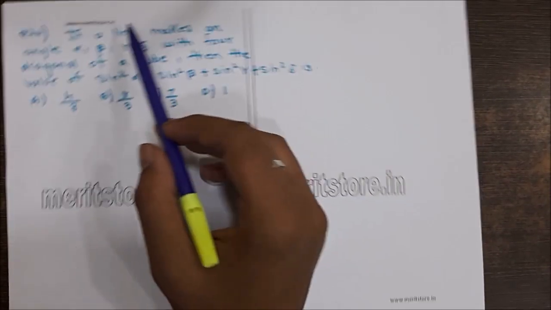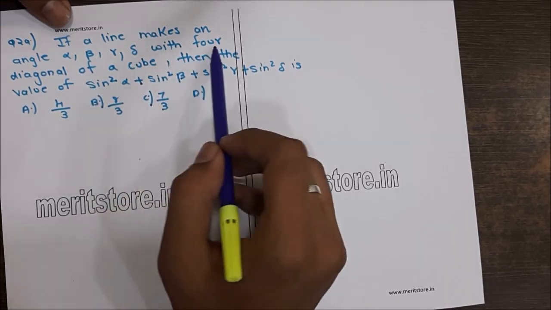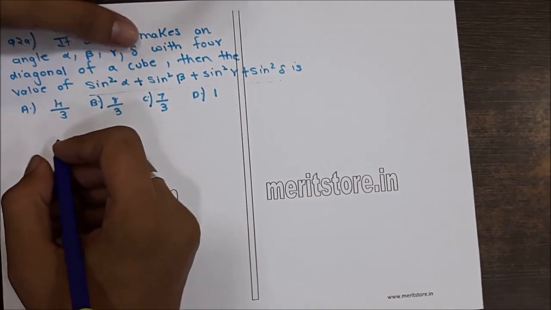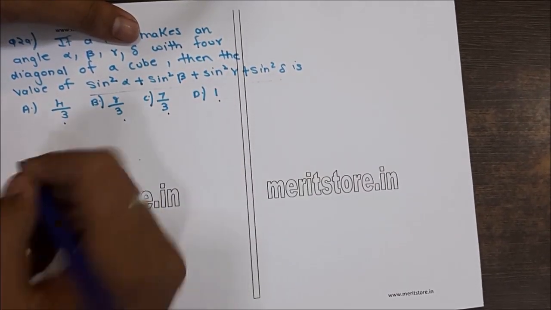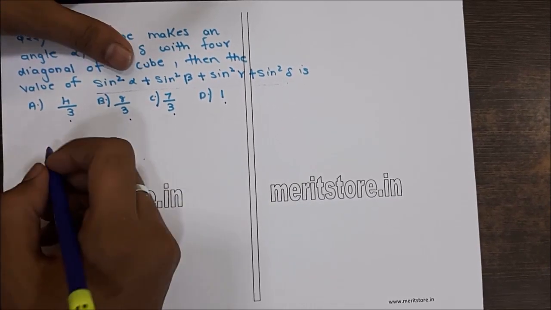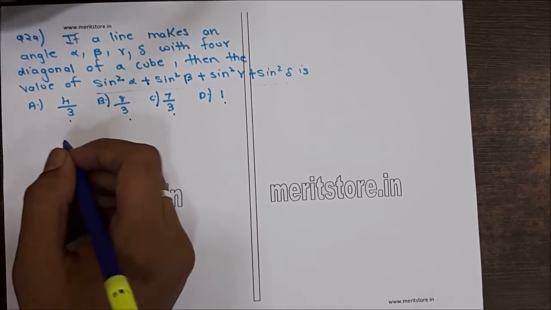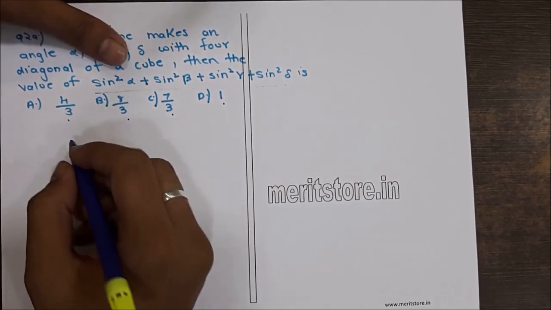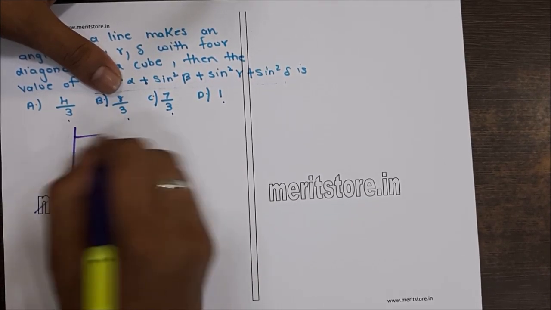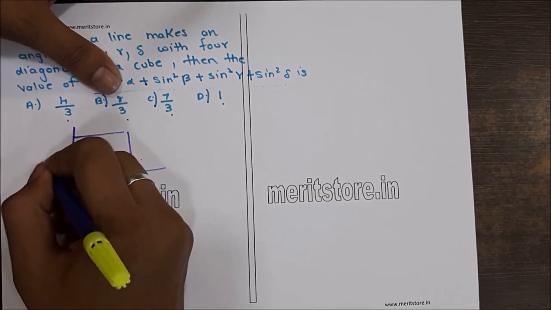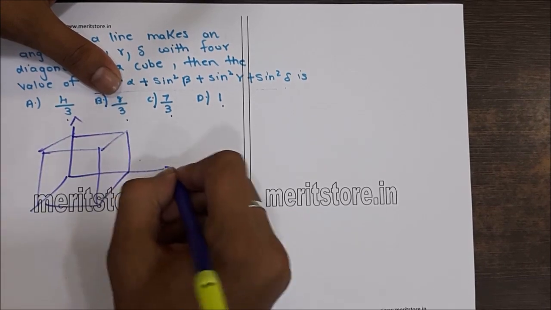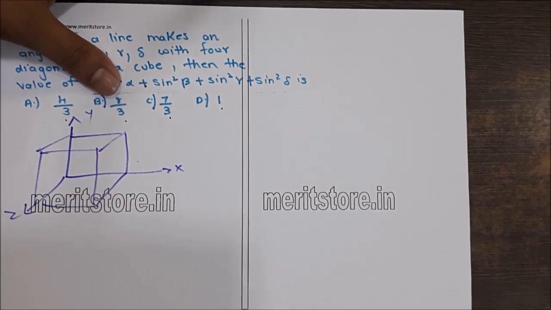Question number 29. If a line makes angles alpha, beta, gamma, delta with the 4 diagonals of a cube, then what will be the value of this expression? The options are 4 by 3, 8 by 3, 7 by 3 and 1. Okay, so now the direction ratios, let us label these sides. Let us firstly draw the diagram of a cube. Okay, so this is the x, y and z axis.